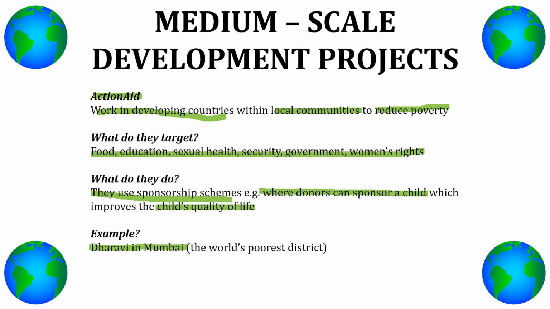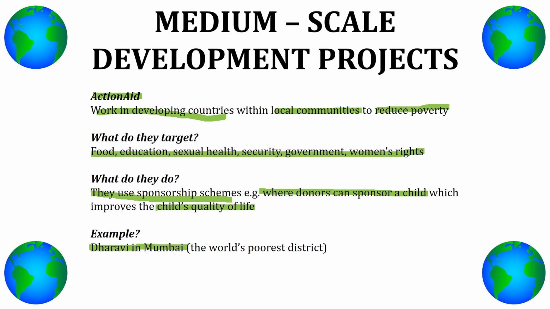A medium scale development project, an example is ActionAid, and what they do is they work in developing countries within local communities in an attempt to reduce poverty, and what they target is food, education, sexual health, security, government, and women's rights. And they basically try to improve the amount of food they eat and whether it's got the right nutrition for them.